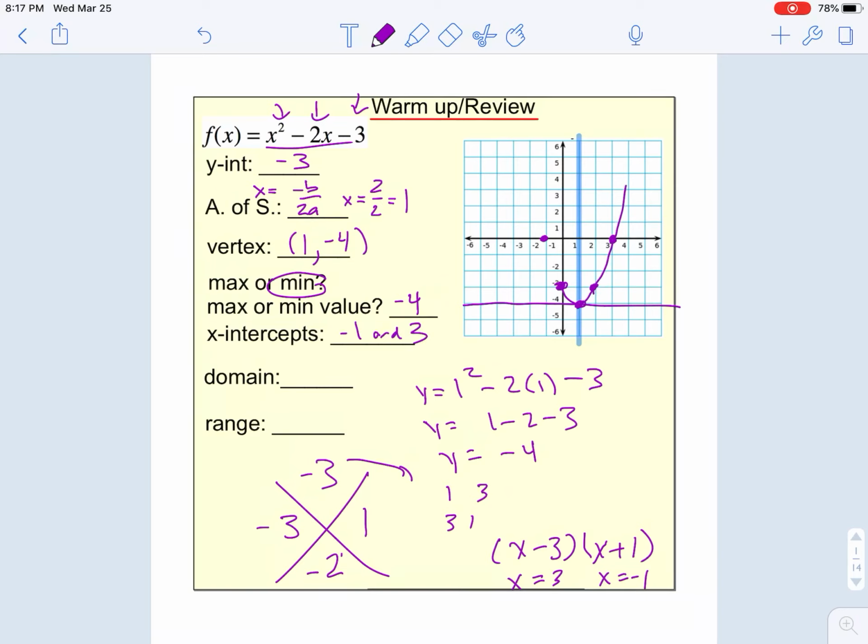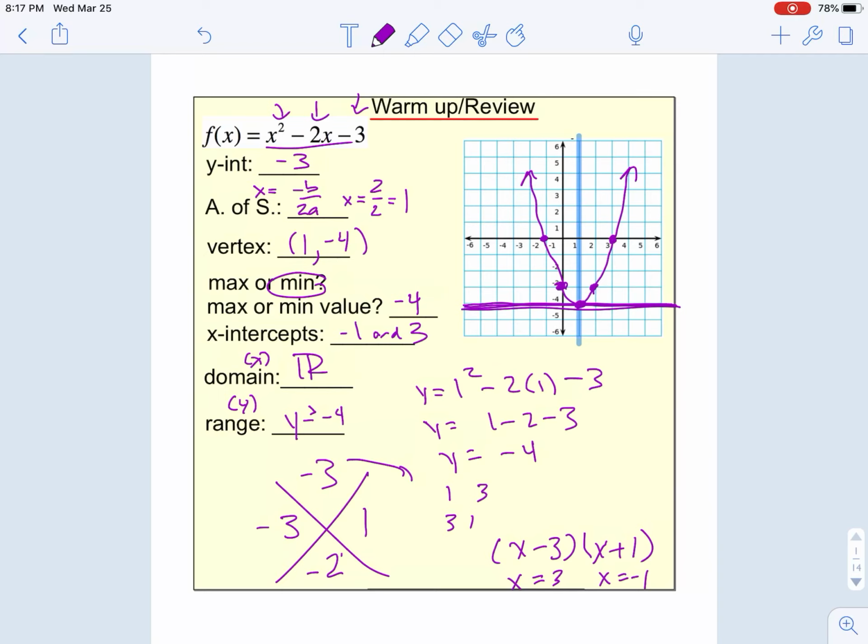All right, so let's just connect these. I've got my 5 points that I need. Domain, what are the x values I can have? I can have them all. No matter what, I can pick any x value. Range, though, those are my y values. I'm not going to get all my y values. Remember how I pointed out that the minimum right here is at -4. I'm not going to get anything lower than the -4. So my y values must be greater than or equal to -4.